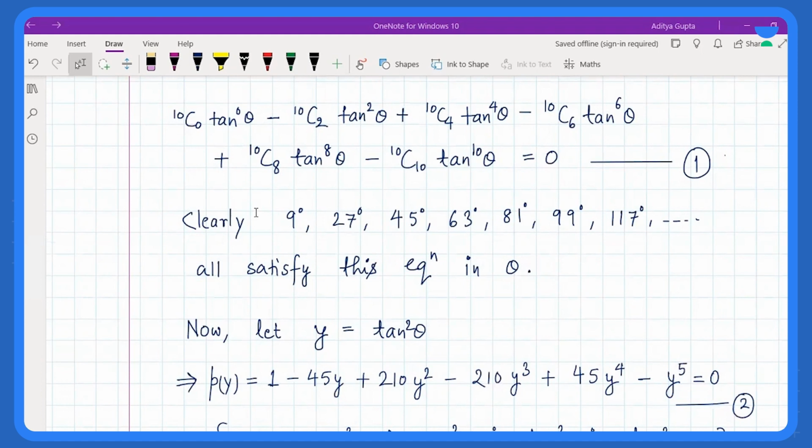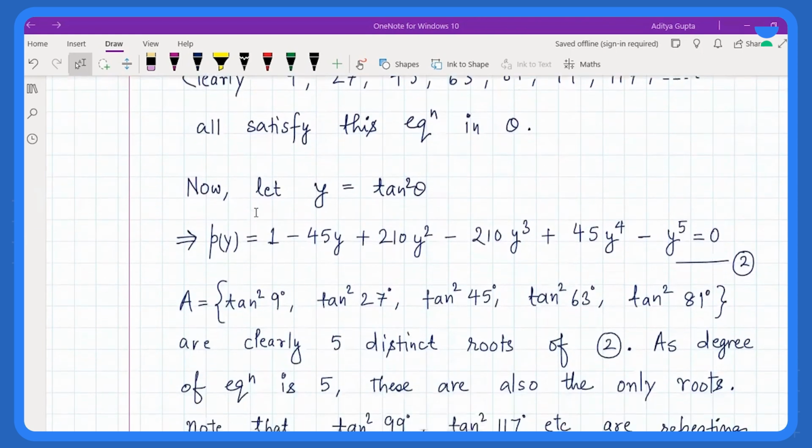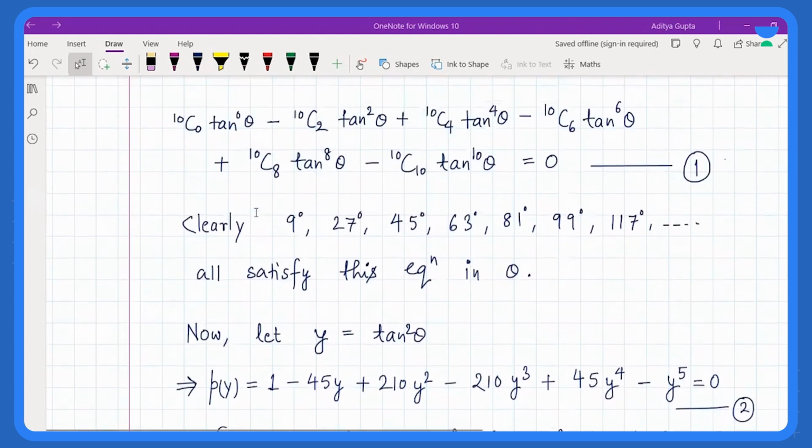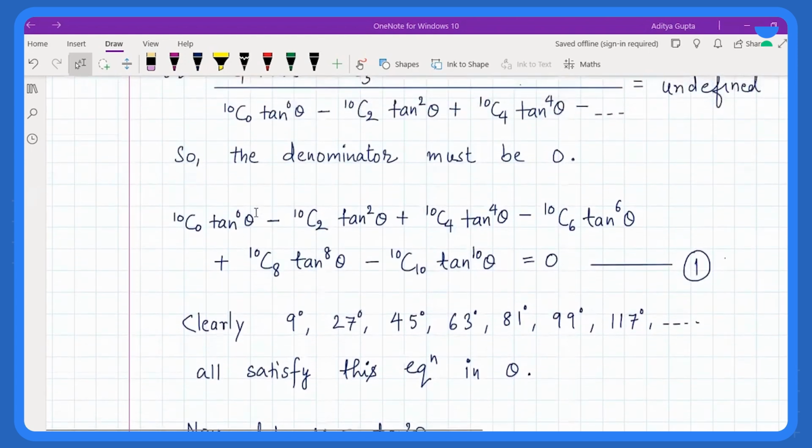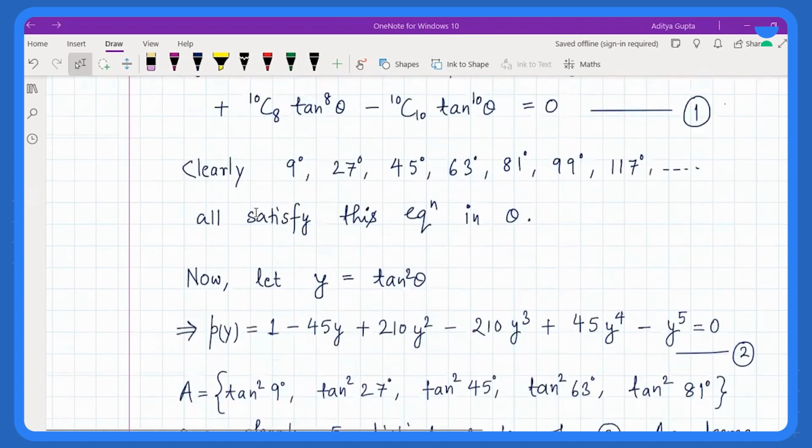Till the end, right? Now, since we have substituted y equal to tan square theta, tan square 9 degree will also be a root of this equation. Tan square 27 degree will also be a root. Tan square 45 degree, because these were the possible values of theta, right? 9 degree, 27, 45, 63, 81, 99, 117, all of these possible values of theta were there.